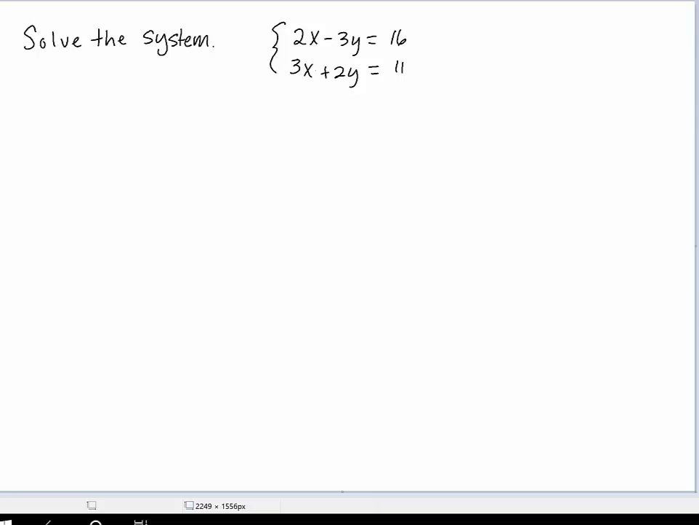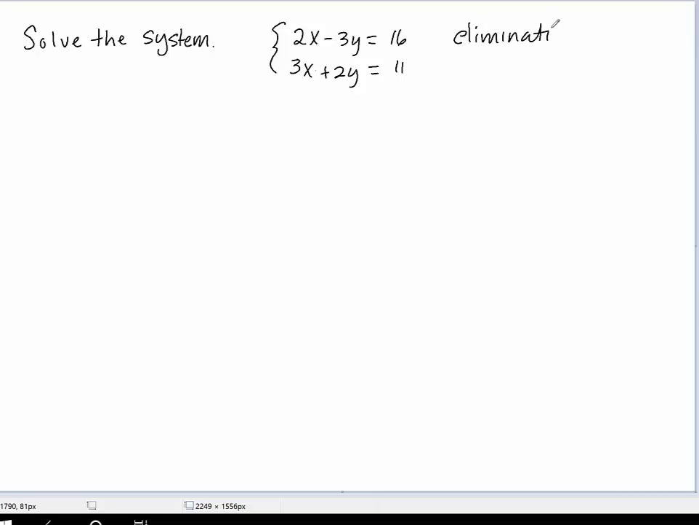In this video, I'm going to show you how to solve the system of equations 2x minus 3y equals 16 and 3x plus 2y equals 11. So to do this, we're going to use a method called elimination.